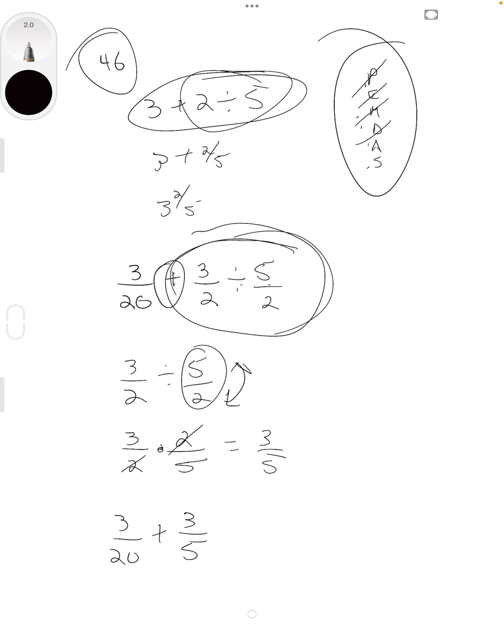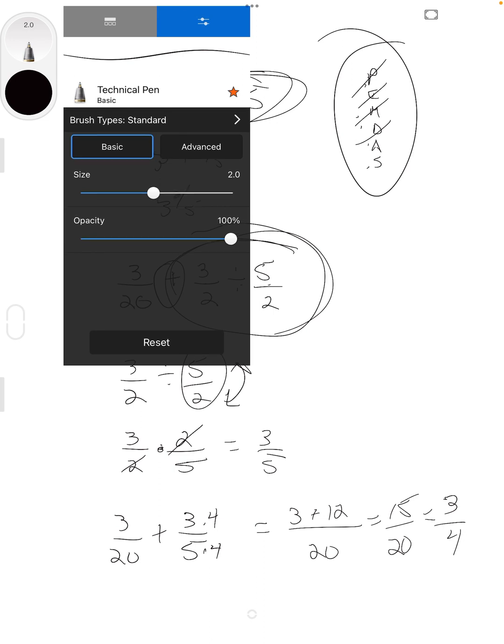Well, I need to have a common denominator on these, so I'm going to multiply top and bottom by 4, and now I have a common denominator. And so I have 3 plus 12 over 20, or 15/20, or I can reduce that to 3/4. And that's how you do it. So it's important that you don't just start getting common denominators or start canceling things because you see a bunch of fractions. You have to use all the rules, one piece at a time. And that is lesson 46.